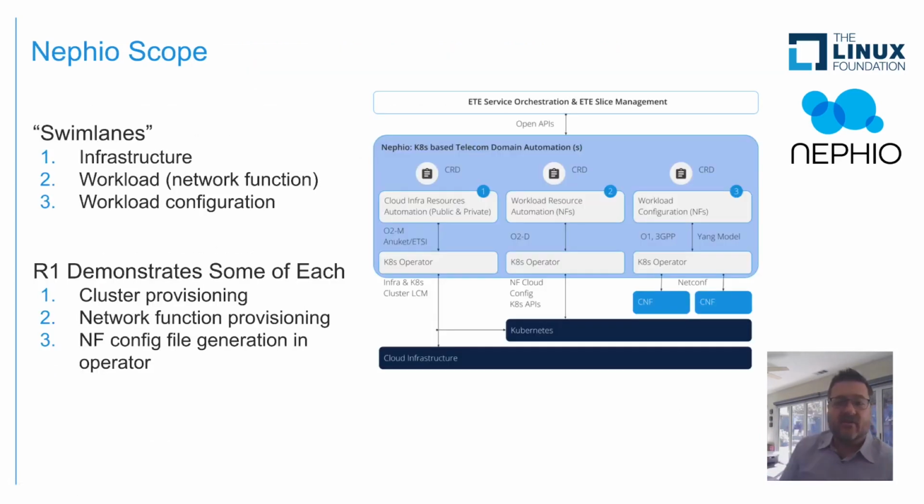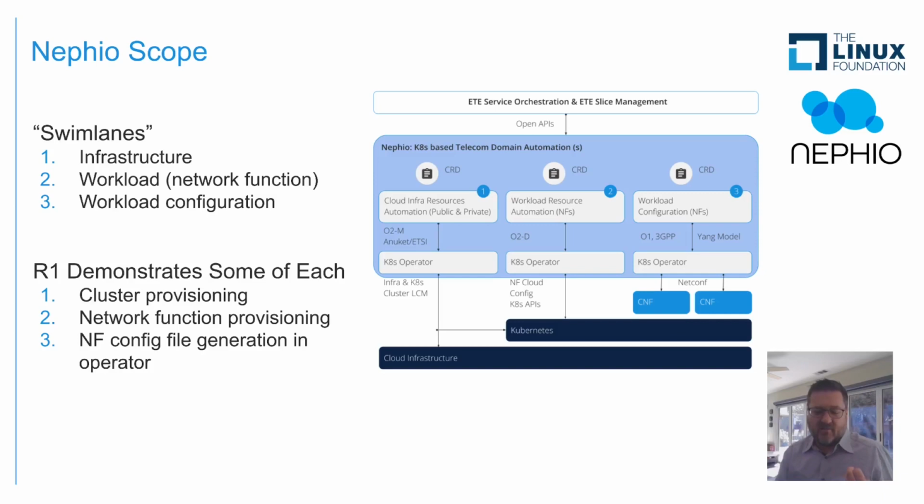So as a reminder, the scope of Nephio is divided into what we call 3 swim lanes: infrastructure, workload or network function, and workload configuration. And in R1, we're able to demonstrate a little bit of each of those. In the infrastructure lane, we demonstrate cluster provisioning. In the workload lane, we demonstrate provisioning a bunch of network functions, as well as some supporting workloads that those network functions need.